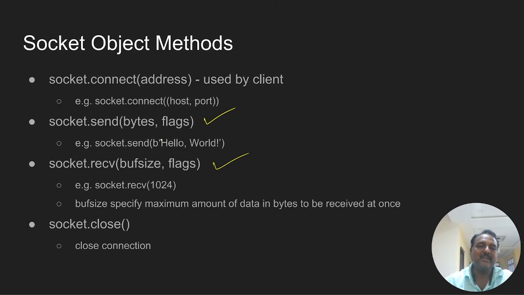While sending the data, whatever data we are going to send, we are going to convert it into bytes. And then we are going to receive the data. When receiving the data, we specify how many bytes of data I can receive from that end. The buffer size specifies the maximum amount of size in bytes to be received at once. And for closing the connection, we simply use the method called close. So these are the basic functionalities we use for establishing the connection between the server as well as your client.